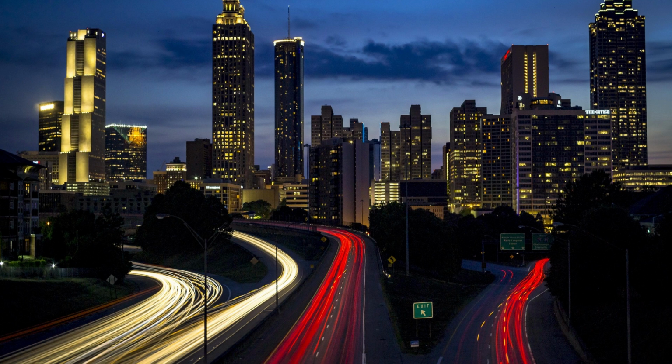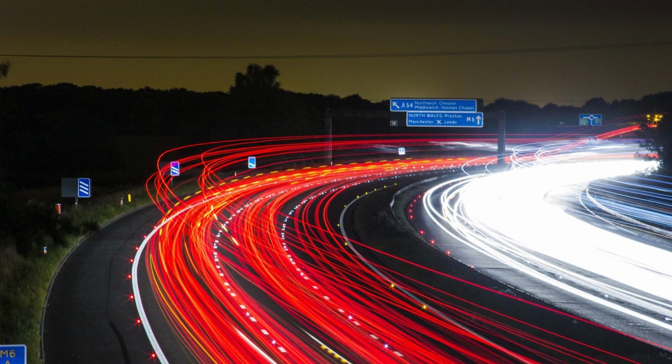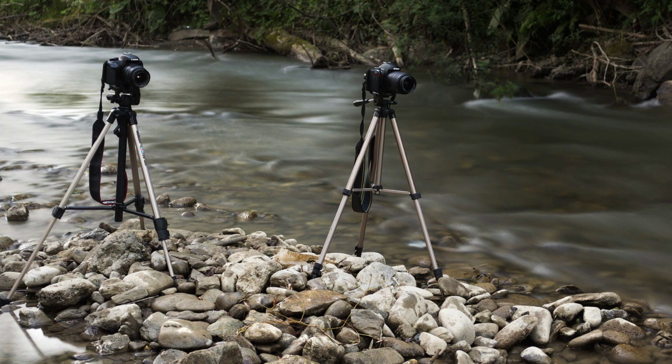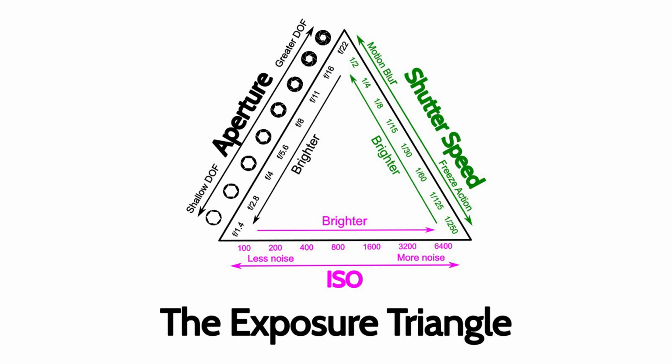But sometimes blur is beautiful. Slow down that shutter, say 1/30th of a second, a whole second or even longer, and suddenly you can turn moving cars into glowing streaks of light and create that silky waterfall effect. Pro tip, you'll want to use a tripod here, unless you enjoy unintentionally abstract art.